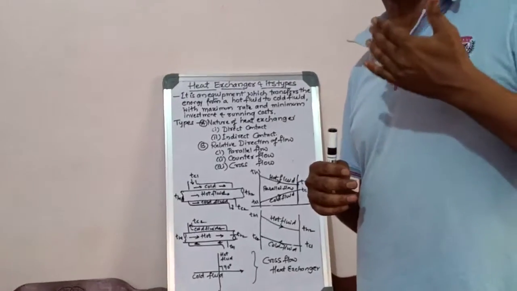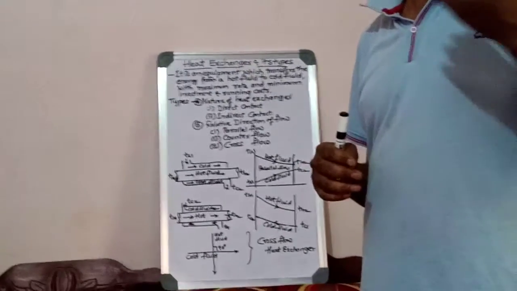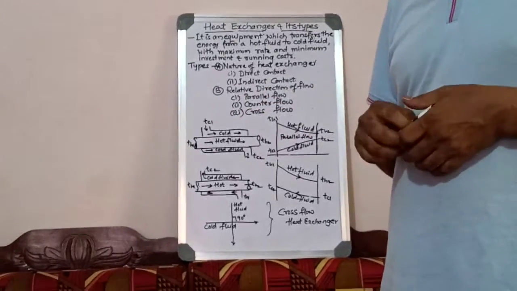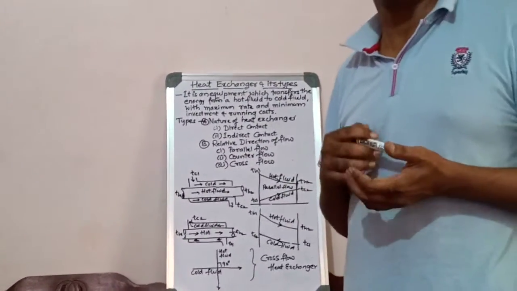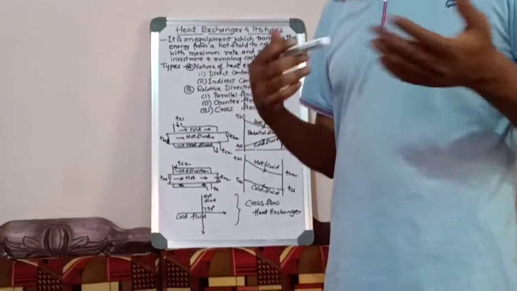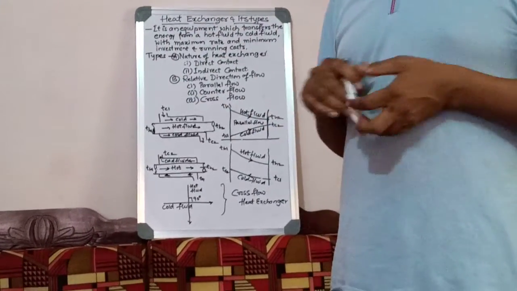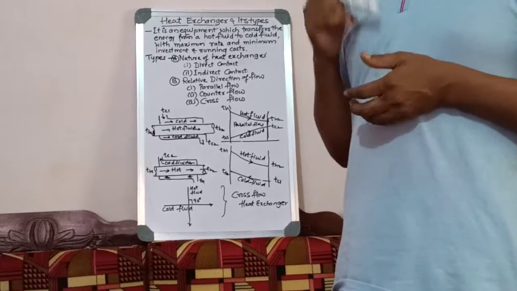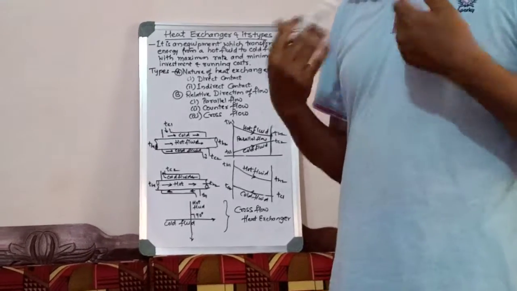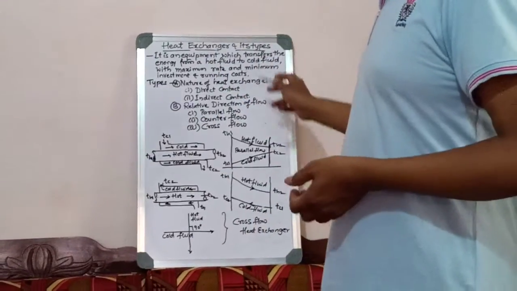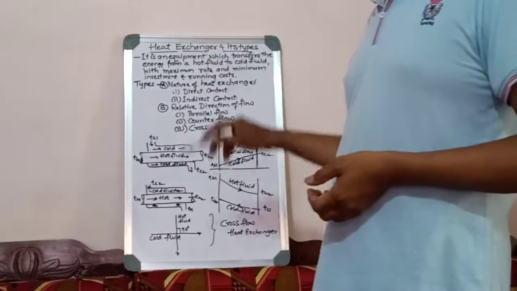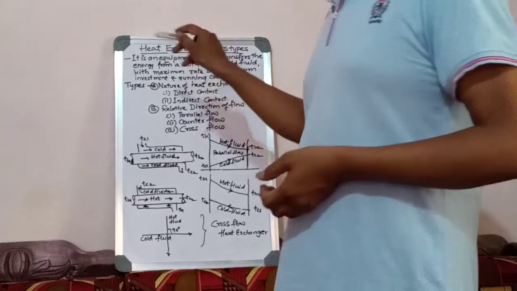So heat transfer should be at maximum rate. Not only should the heat transfer take place from hot fluid to cold fluid naturally, because heat will always flow from high temperature to low temperature. Naturally, the heat will flow from hot fluid to cold fluid when they are close to each other. But the aim of the heat exchanger is not only to transfer the energy from the hot fluid to cold fluid; along with that, maximum rate of heat transfer and minimum running cost and investment.